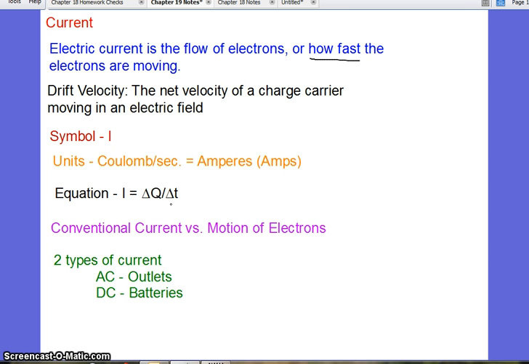Now, depending on what book you may read or who you may talk to, the direction of the current may be different. When Ben Franklin first started talking about electric current, he didn't know about electrons and protons. And so he took a guess, and he guessed that it is the positive charge that was moving. And so he said that the charge moved from positive to negative terminal. It turns out that he was wrong. It's the negative charge that is moving. And so the actual motion of the electrons is from the negative to the positive terminal.